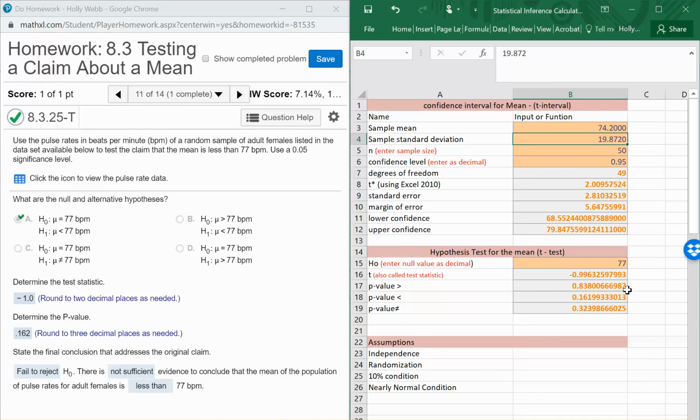My p-value for this left-tailed test is right here, rounded to 3 decimal places. It is 0.162. P-values are never negative. 0.162 is my p-value. That p-value is higher than the significance level of 0.05. So therefore, we're going to fail to reject the null because there is not sufficient evidence to conclude the mean population of pulse rates is less than 77.